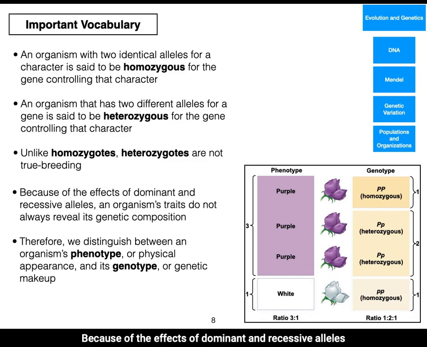Because of the effects of dominant and recessive alleles, an organism's traits do not always reveal its genetic composition. Because of this, we distinguish between an organism's phenotype, or its physical appearance, and its genotype, its genetic makeup.